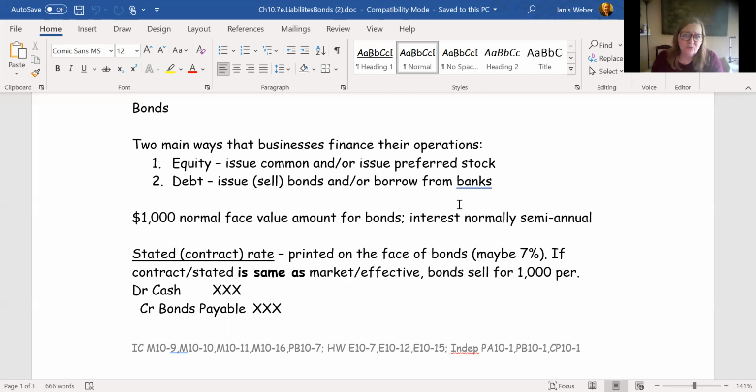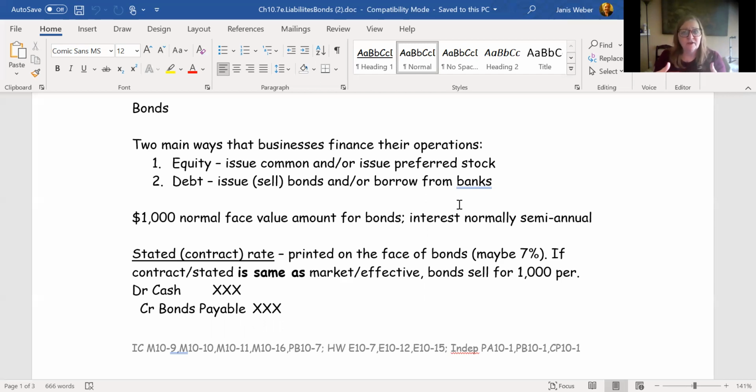There's going to be a stated rate, which is also known as the contract rate, that's printed on the bond. That says this is how much we're going to pay for interest. So printed on the face of the bond, let's say it's 7% we're going to pay in interest. So that would be a good rate these days. If the contract stated rate is 7%, and if that's the same as other people are offering, which means it's the same as the market or effective rate, then the bonds would sell for that exact $1,000 that's on the front of the face of the bond.